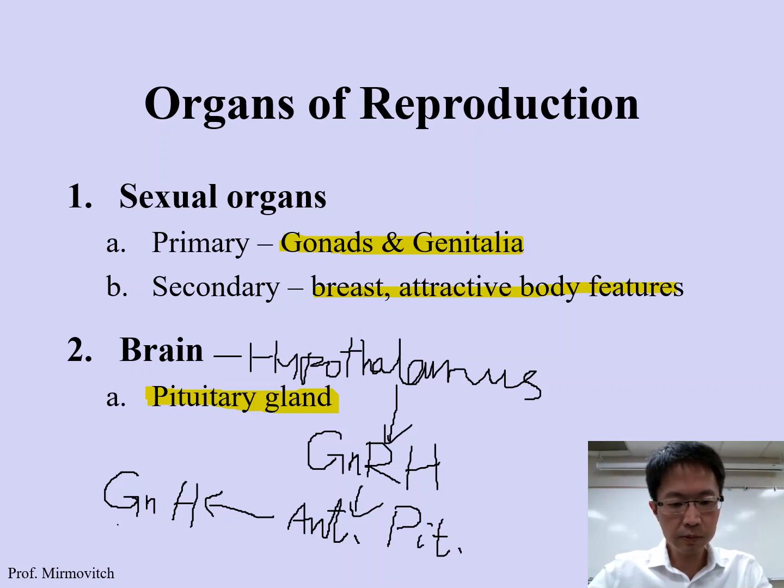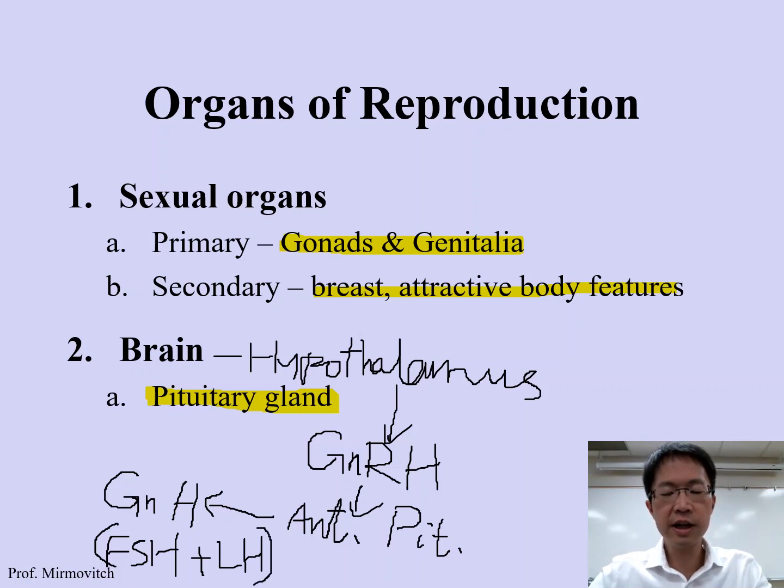Gonadotropin hormone is mainly FSH and LH. FSH stands for follicle stimulating hormone, LH stands for luteinizing hormone. And then FSH and LH will go to the gonads, namely the testis or ovary.